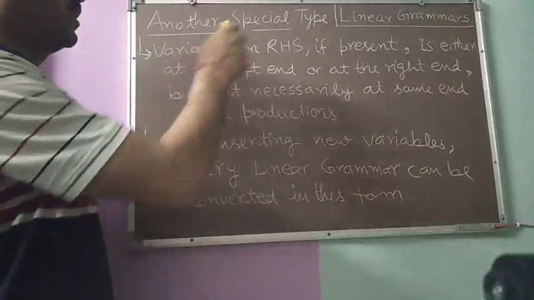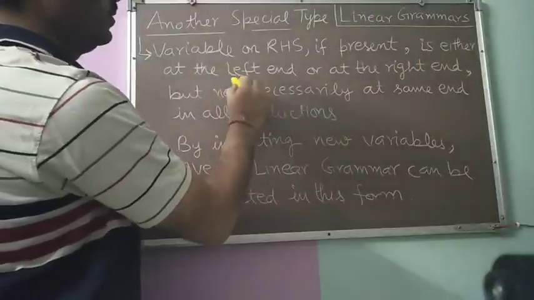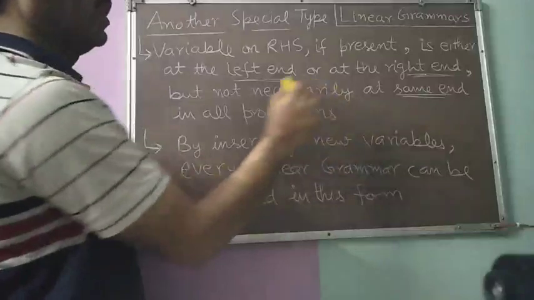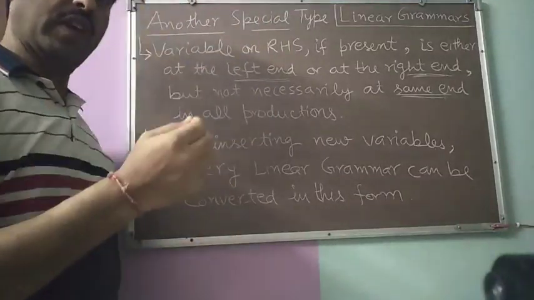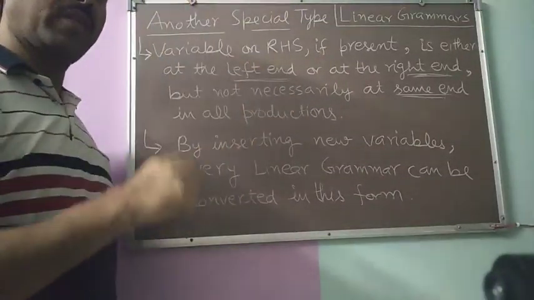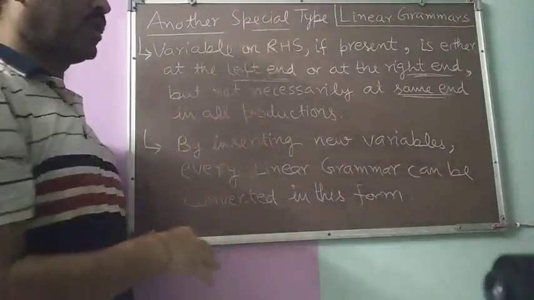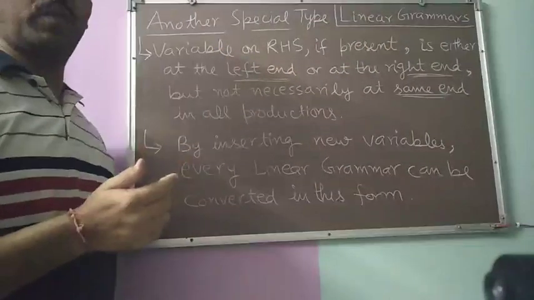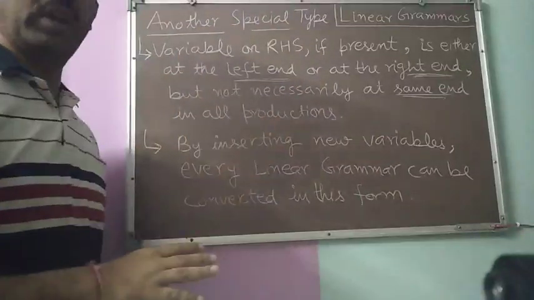Another special type of linear grammar is a grammar where the variable on the right hand side, if present, is either at the left end or at the right end, but not necessarily at the same end in all the productions. In the previous two types, we have discussed the left linear grammar, where if a variable is present, it is always present as the leftmost symbol. Then the second one was the right linear grammar, where a variable, if present, was present at the rightmost end. Here we allow both. In some of the productions the variable may be at the left end, in other productions the variable may be at the right end. So it is a combination of both. Okay, so it is not purely left linear, it is not purely right linear, but we allow such a combination.